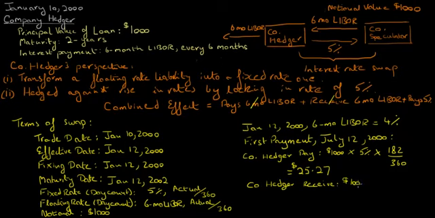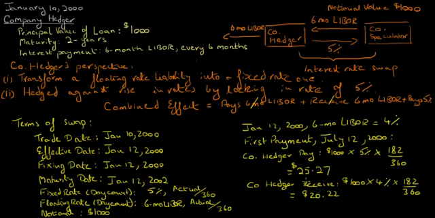And in return, company hedger will receive $1,000 notional times the 6-month LIBOR determined on Jan 12th, which is 4%, times the actual number of days in the swap period, which is 182, divided by 360. And this equals $20.22. So since fixed rate of 5% is greater than the 6-month LIBOR, which was 4%, company hedger ends up paying more than what it would receive as part of the swap agreement.